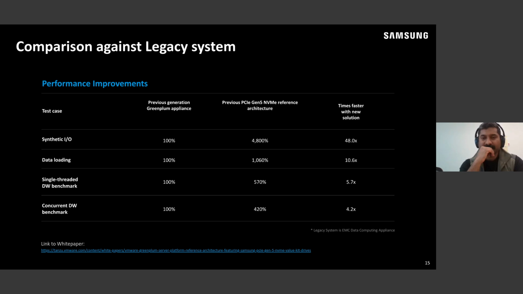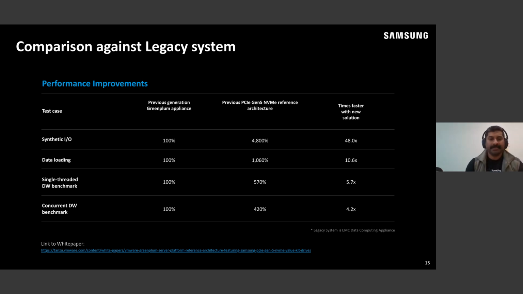And compared to the data computing appliance, data loading is 10 times faster. But we didn't also consider that this machine was a 1U instead of a 2U. So if you look at it from the point of view of a rack, you're looking at 20 times faster loading per rack. And then the data warehouse benchmark, the TPC numbers, are also multiple times faster.